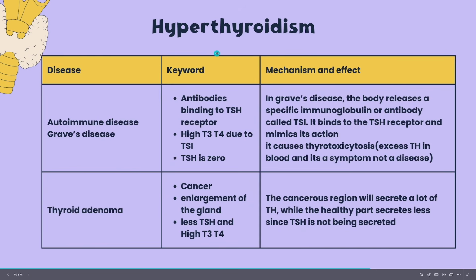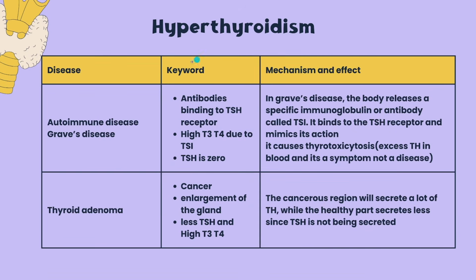Now, hyperthyroidism. We have two diseases associated with it. The first is an autoimmune disease, which is Graves' disease. We have high T3, T4, from the name hyperthyroidism. The antibodies bind to the TSH receptor and mimic its activity. And since we have high T3, T4, we're going to have TSH near 0 or very low.